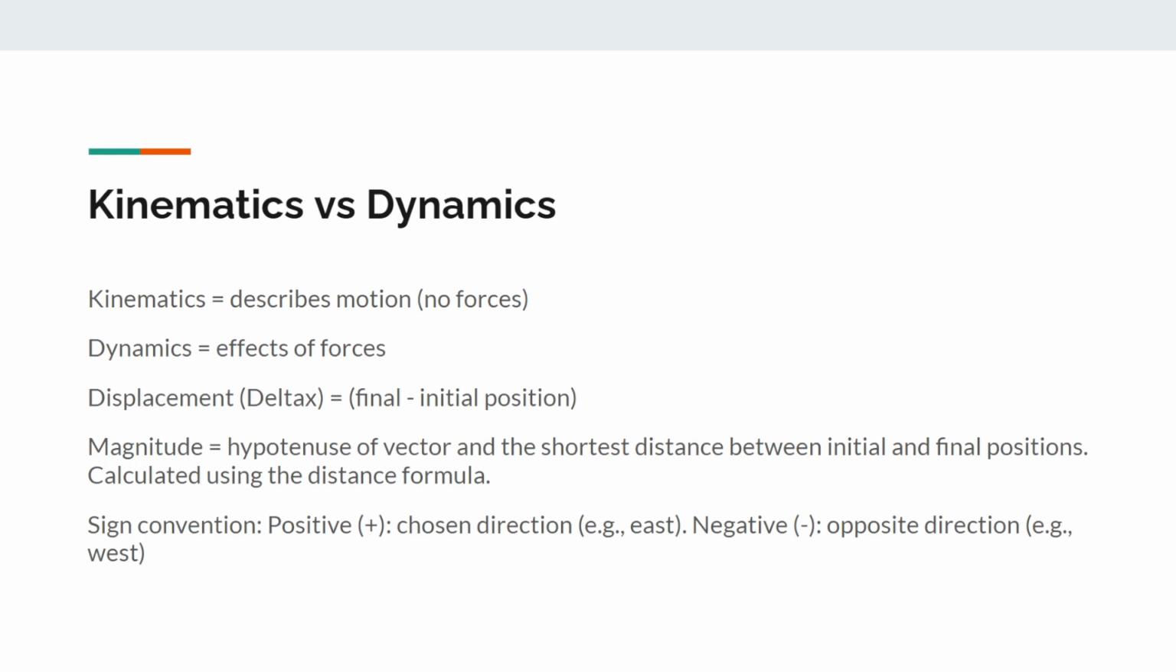Displacement is the delta x, which is the final minus initial position. Magnitude, as we know, is the hypotenuse of the vector, the shortest distance between initial and final positions. They can also talk about not distance, but force, acceleration, amongst other things. Sign convention: positive means in the chosen direction, negative means in the opposite direction.